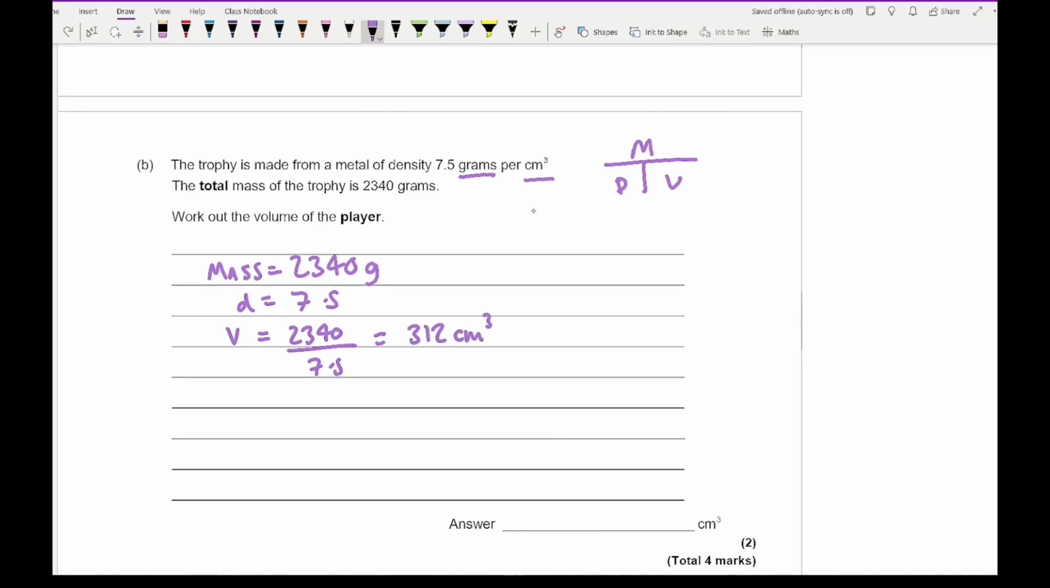So therefore, to work out the volume of the player, I need to use my answer that I've just got of 312 minus the answer I got in part A, so that's 258, giving me a total volume of 54 cubic centimetres.